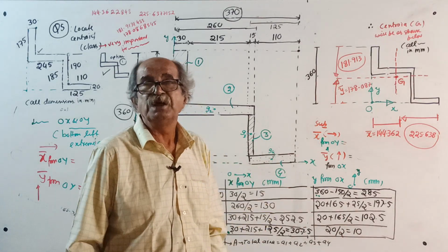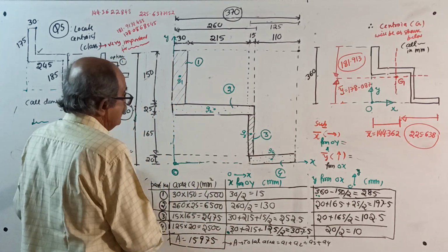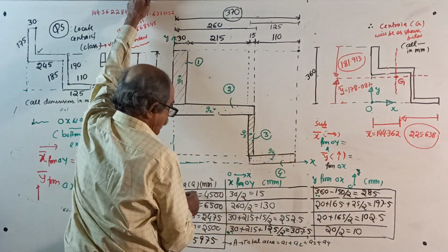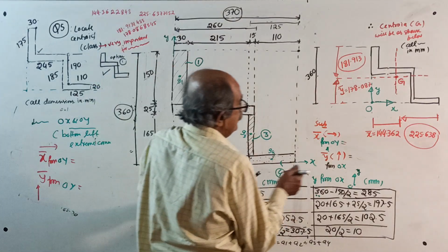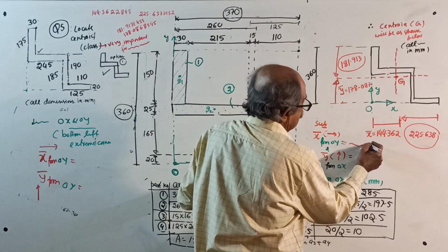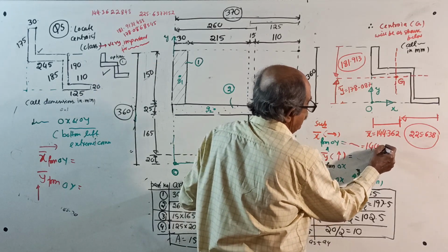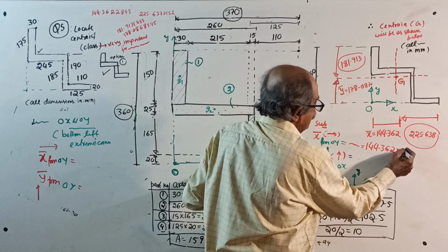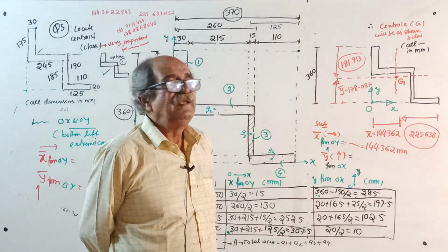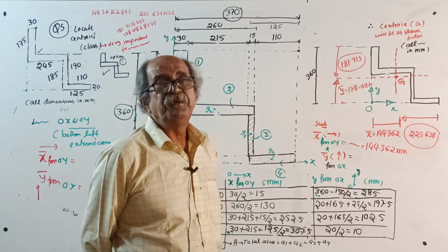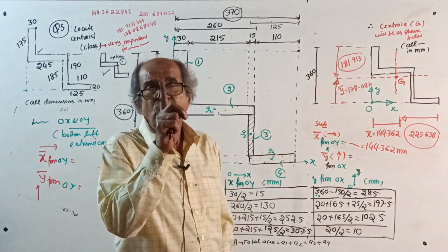After so many questions, I told you the formula for everything. X bar equals A1 X1 plus A2 X2 plus A3 X3 plus A4 X4, divided by the total area. Enjoy the calculation. It will come to 144.362 millimeter. And Y bar equals A1 Y1 plus A2 Y2 plus A3 Y3 plus A4 Y4, divided by the total area. If it is an academic class, I tell only once.